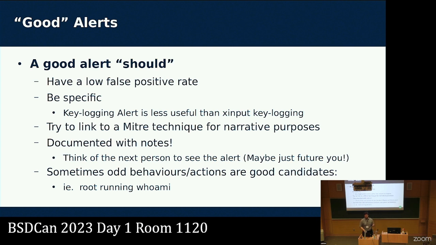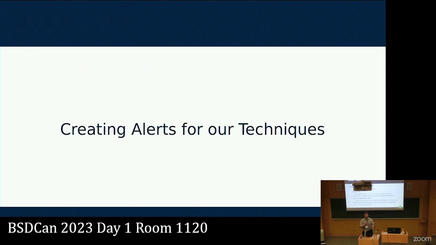And then finally, sometimes odd behaviors or actions are good candidates. So if root runs whoami, well, how often does that happen in your environment? Or does that happen right after somebody runs privilege escalate and they're just double checking that it actually worked? Or maybe something logging into an SSH program and automatically invoking a program that isn't on there. So sometimes there are those little behaviors that are unusual enough that they can constitute a good alert. All right.